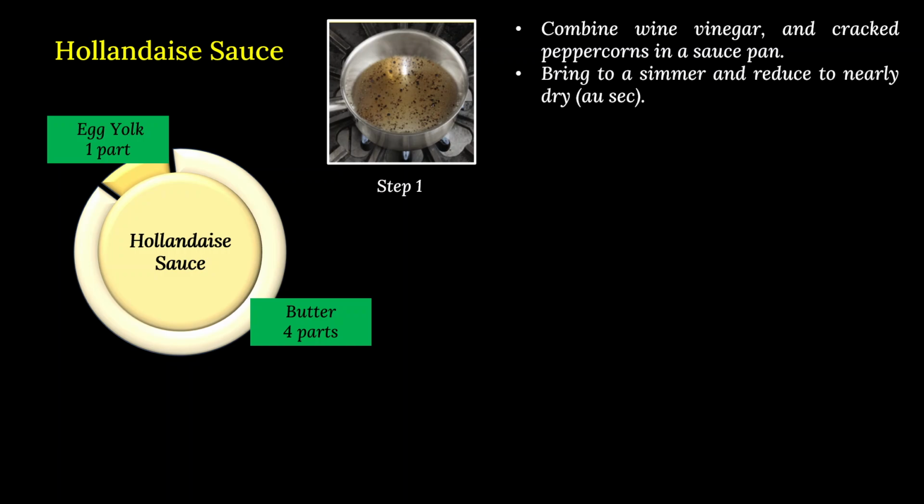Next stage is put it on a very low temperature and bring it to a simmer and reduce to nearly a dry situation, in French language and in culinary world it is known as au sec. Au sec means dry stage. It will be almost dried up.